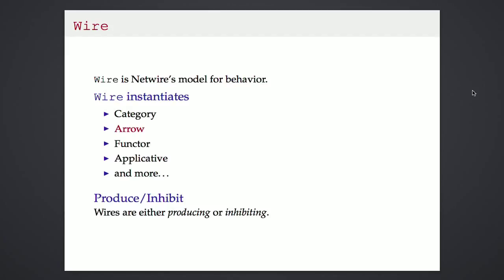This data type is a very fundamental part of this library, and it instantiates a bunch of interesting type classes. Most interestingly is Arrow, because this allows us to leverage the syntax and the functions of the Control.Arrow library. Further, beyond behaviors and events, we can also say that the behavior can actually produce or inhibit. This is a switching mechanism within this framework where once a wire stops producing, we can say it's inactive or inhibiting, and we can decide to use a different behavior. It will become more clear soon.